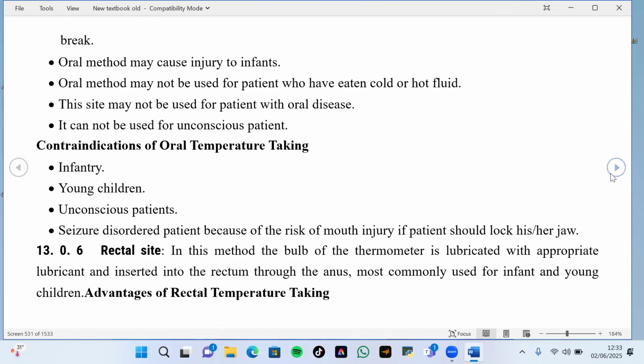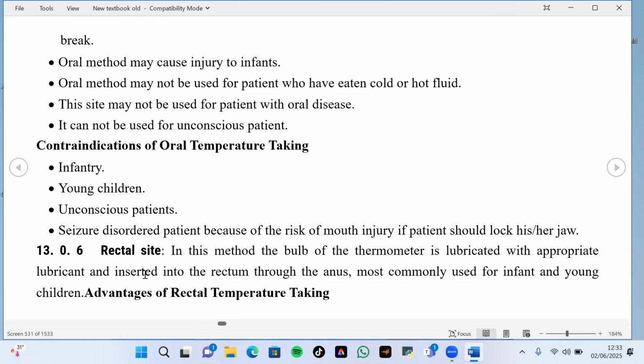Also, this site may not be used for patients with oral diseases, oral gingivitis, dental caries, and acute necrotizing ulcerative gingivitis. And also, this site may not be used for patients who are unconscious. So the contraindications include somebody being an infant, a young child, an unconscious patient, or a patient who is undergoing seizure.